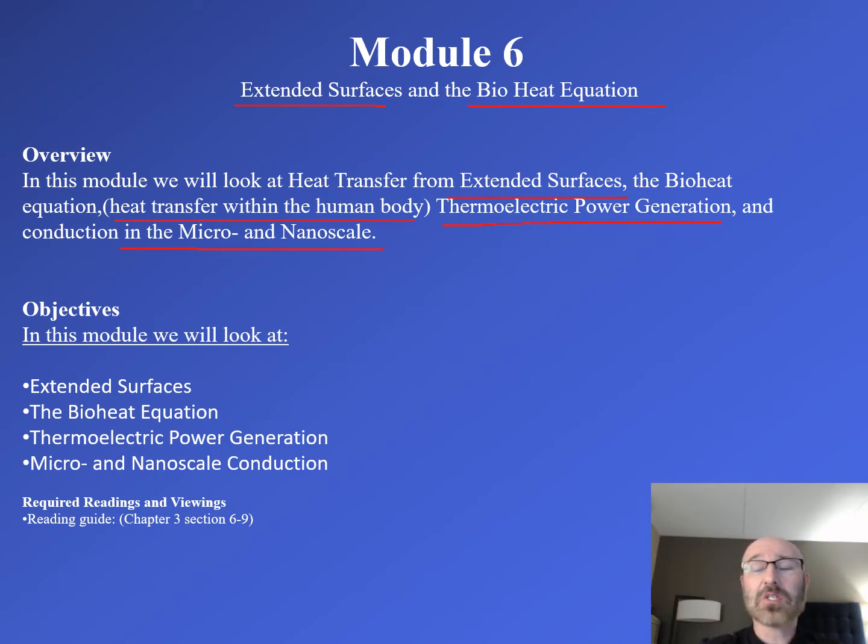Now we're going to break this into two different modules here. In the first module, we'll cover those first two topics of extended surfaces and the bioheat equation. Then we'll continue on in the next module, 6.2, and take a look at thermoelectric power generation and micro and nanoscale conduction. As we relate this back to our textbook, this goes back to chapter 3, sections 6 through 9.